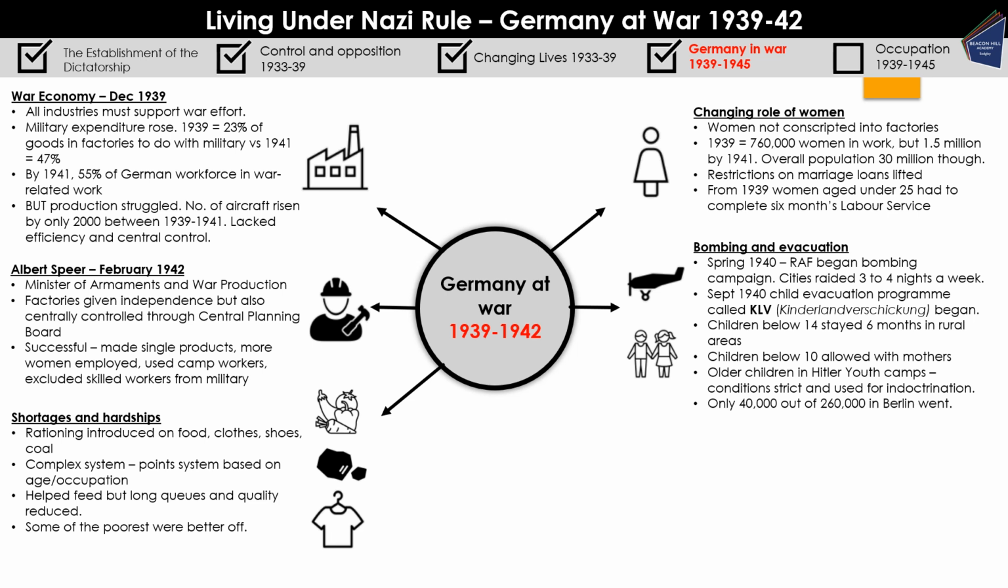Older children in the Hitler Youth camp were in charge, and the conditions there were strict and they were used for indoctrination. So life in the Hitler Youth once the war had started was not much fun. And as I said, the KLV programme was not particularly successful. Only 40,000 eligible children out of 260,000 in the capital city of Berlin actually joined the KLV, proving that this was not the most popular programme.